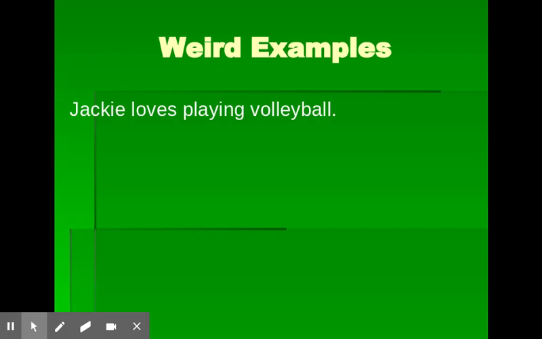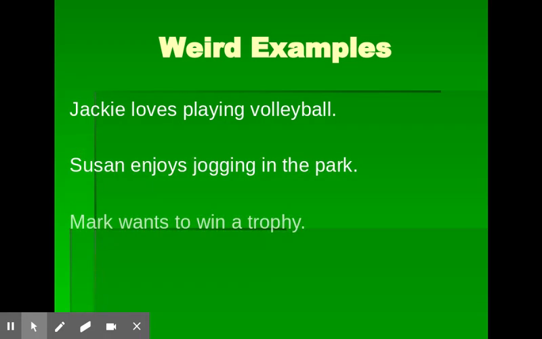Okay. Jackie loves playing volleyball. If I put that in the past tense and I said yesterday, Jackie loved playing volleyball, once again, loves or loved changes, but playing does not. So that's our verb. Susan enjoys jogging in the park. Same thing. If I say tomorrow, Susan will enjoy jogging in the park, then we know that our verb is enjoys. That sentence that came on before, Mark wants to win a trophy.